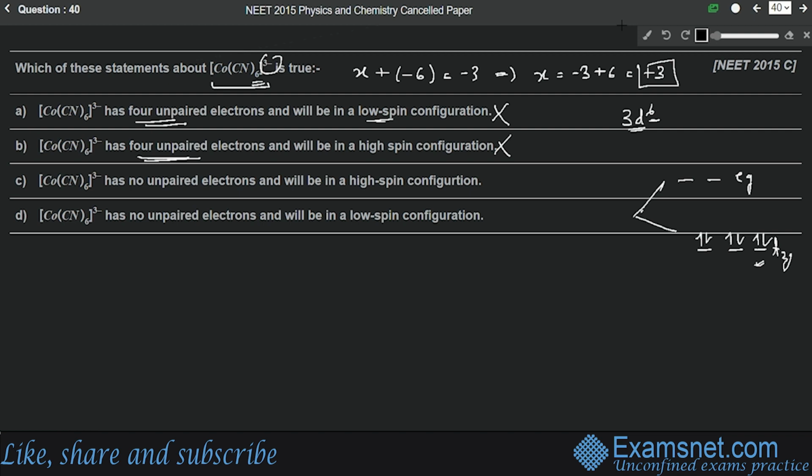Then the second option again says it has 4 unpaired electrons, which is incorrect because there are no unpaired electrons. In the third one, it is given that it has no unpaired electrons and will be in the high spin configuration. So the first part is correct. It has no unpaired electrons, but it is not in a high spin configuration.